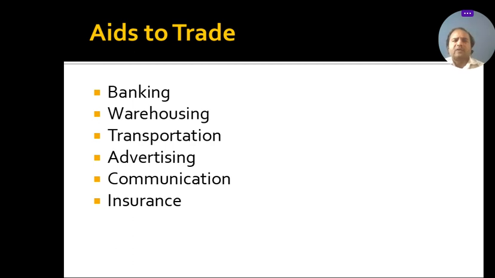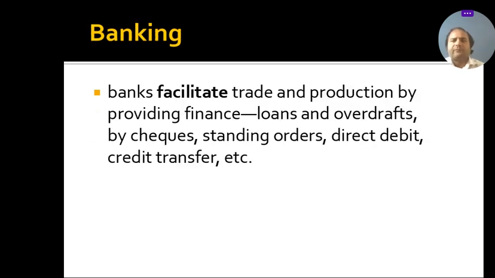Now we discuss the aids to trade, factors that can support trade. Banking, warehousing, transportation, advertisement, communication, and insurance are the factors that help in trade. Now we discuss them one by one. What is the role of banking in trade, and how do banks support the businessman to expand trade? Banks facilitate trade and production by providing finance, loans and overdrafts, by cheques, standing orders, direct debiting and credit transfer. We will discuss these terminologies in detail in the banking topic in future videos, but right now we just need the basic role of banking.